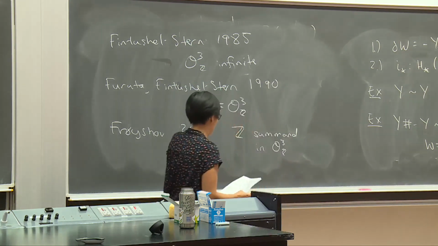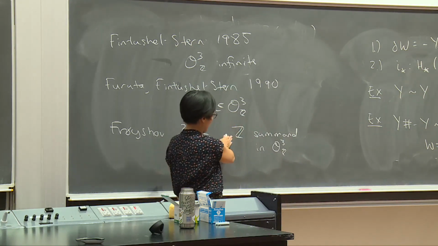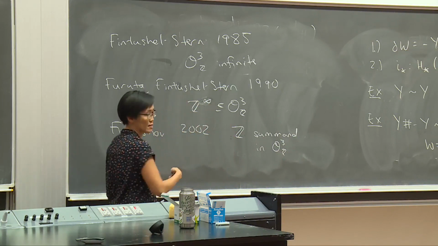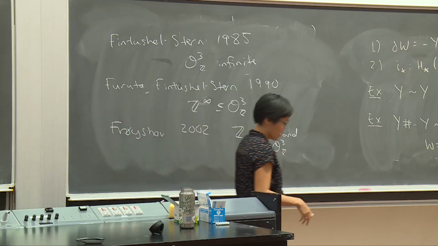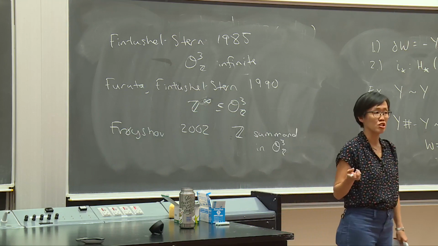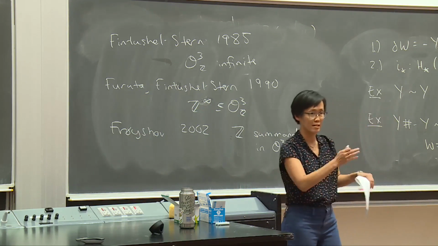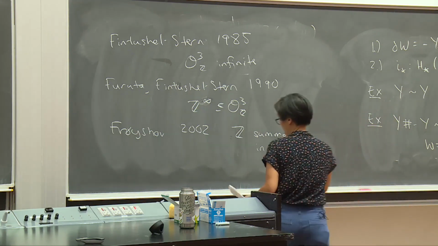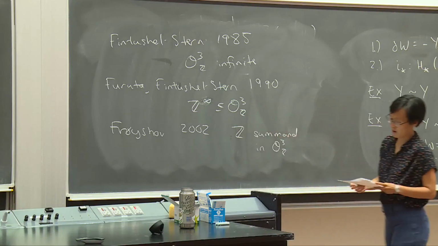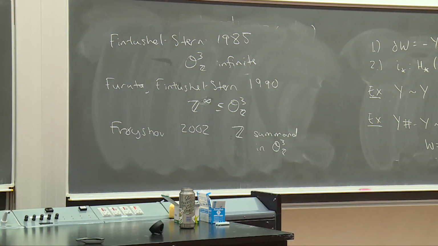Maybe one remark: having a Z summand is a stronger statement than having a Z subgroup. For example, the integers are a subgroup of the rationals, but the rationals don't split as Z direct sum some other group. These results were all proved using gauge theory.